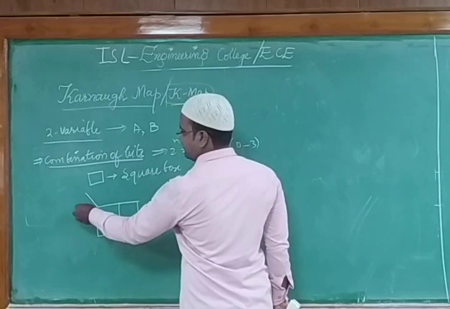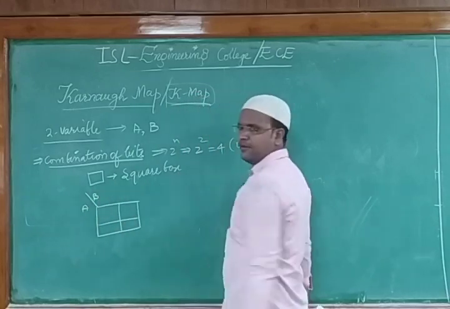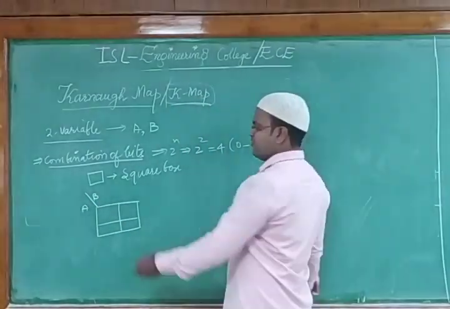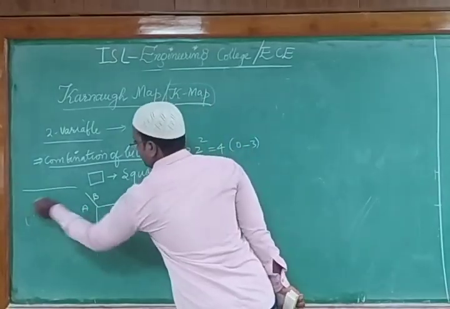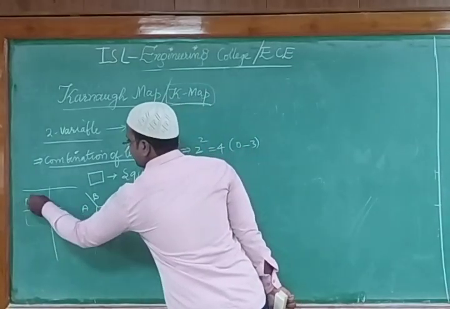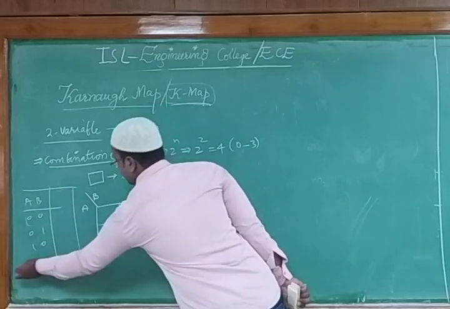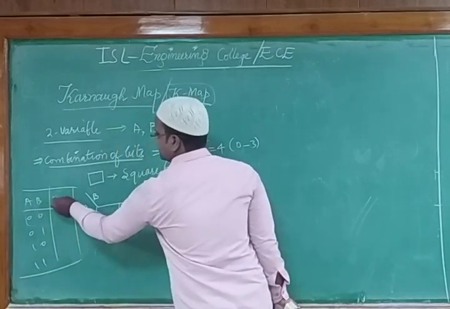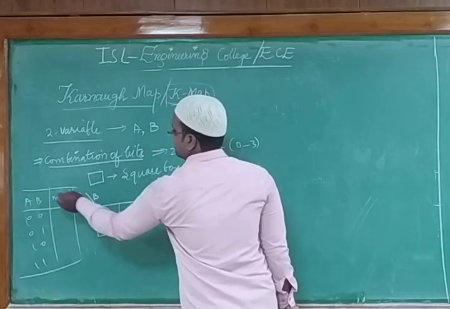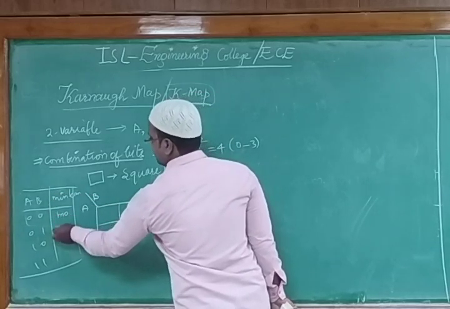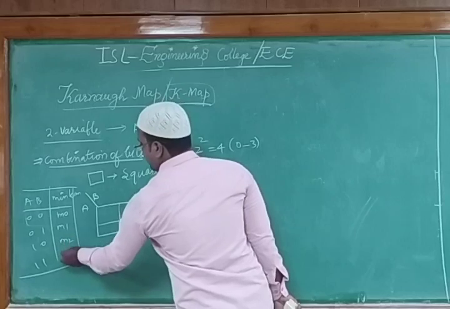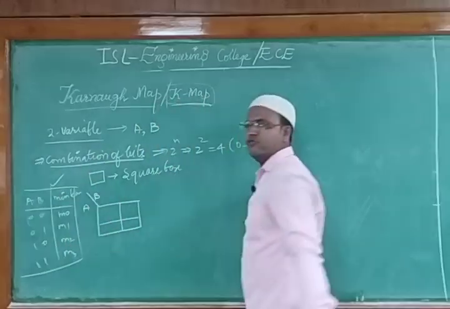So here we'll mention those combinations. What is this first bit? We are saying A. Second bit we are saying B. So what are the combinations of two variables? A, B: 0, 0, 0, 1, 1, 0, 1, 1. That means these are the min terms. Whatever K-map we are taking, it always uses only the min terms. So M0, M1, M2, M3. So these are the min terms we know for 2 variables.